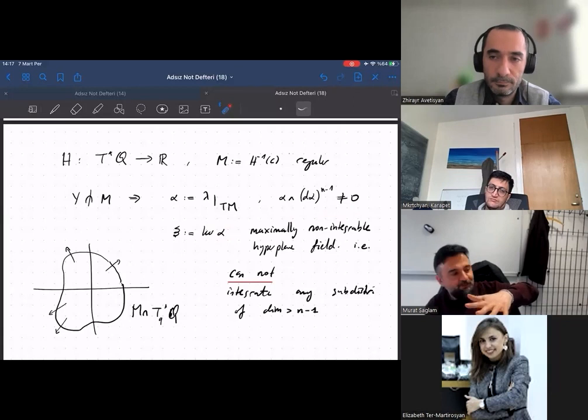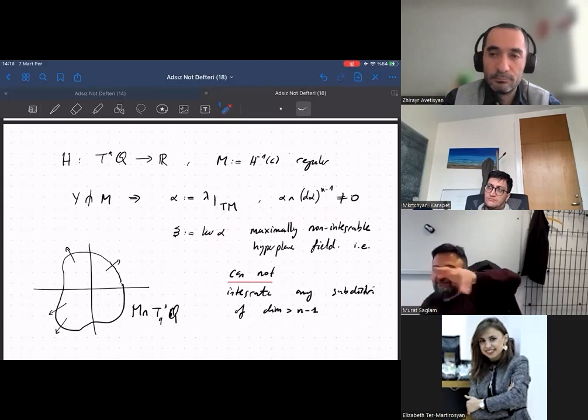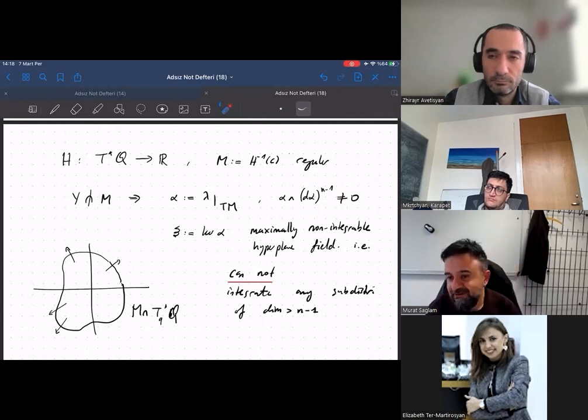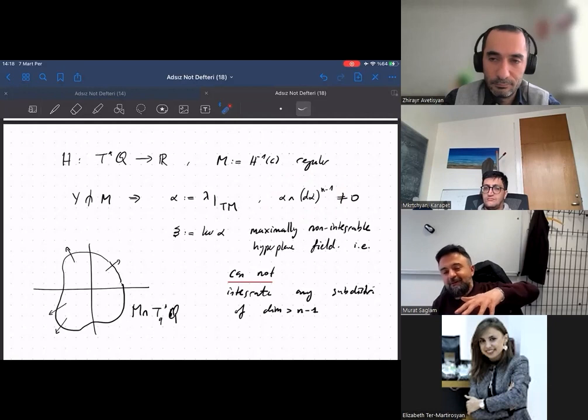Now you may ask whether I can integrate these hyperplanes, whether I can find submanifolds which would be tangent, let's say locally, to this distribution. But this non-degeneracy condition tells you the following: this hyperplane distribution is something very ugly. It's actually maximally non-integrable, in the following sense: you cannot find a (2n minus 2)-dimensional submanifold of M which would be always tangent.